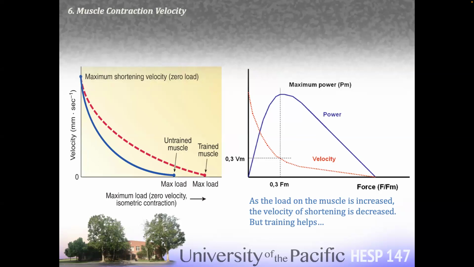So force and velocity are both important here. The maximum power is right in the middle. It's a balance of force and velocity. That's where your maximum power is found. And that's what the graph on the right is showing. And then the graph on the left, you can see that trained muscle can maintain an elevated velocity at higher loads compared to that same muscle before training.